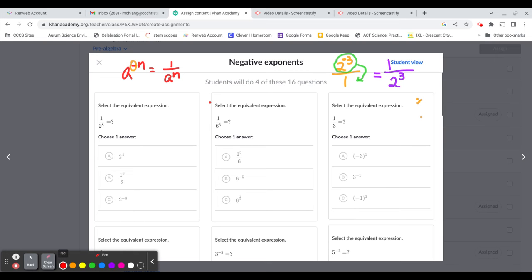Our first question, it's a fraction already. It's 1 over 2 to the power 8. If you want to write it in the exponent form, if you look at the formula, it's just backwards, right? So 2 to the power 8 is negative. So it's 2 to the negative 8.